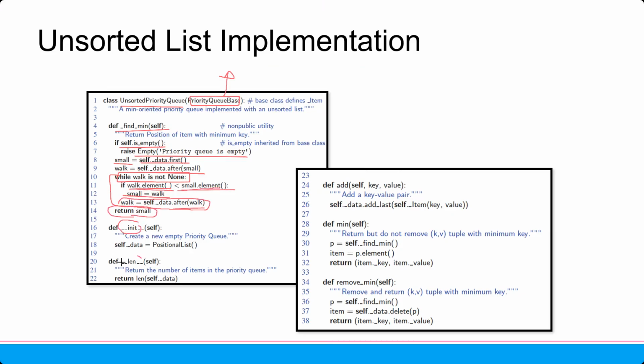This is the constructor, this is the length, and this is to add a new data. This is the minimum, and this is to remove minimum.